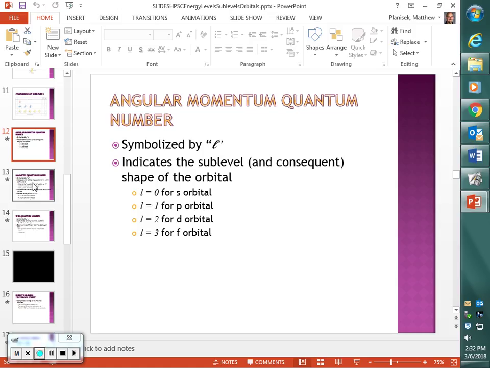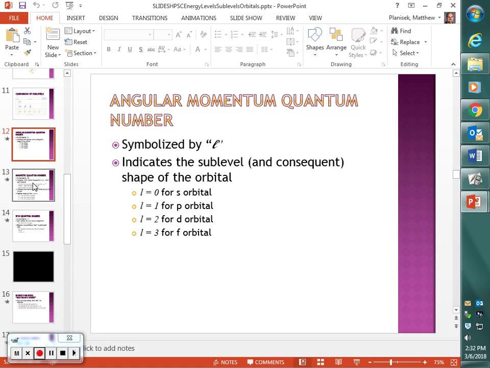If we run from -L to +L, -1, 0, +1, that's a maximum of 3. And there's a maximum of 3 p orbitals. For d orbitals, L was assigned a value of 2: -2, -1, 0, 1, and 2. So, not artificially, we have limited the number of possibilities for M to the number of those orbitals that exist.